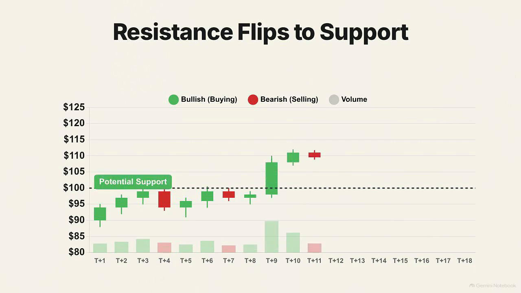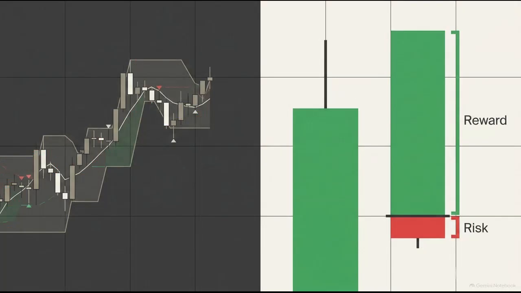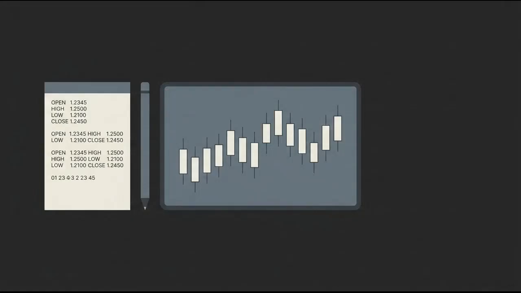You ignore the initial breakout and wait for price to retrace to the broken resistance level on lighter volume. You only open a position upon the close of a bullish confirmation candle directly on that retest level. Combining a macro roadmap with a micro candlestick trigger at a key liquidity zone creates a highly asymmetrical trading edge. Technical analysis serves as a framework for identifying setups with positive mathematical expectancy.